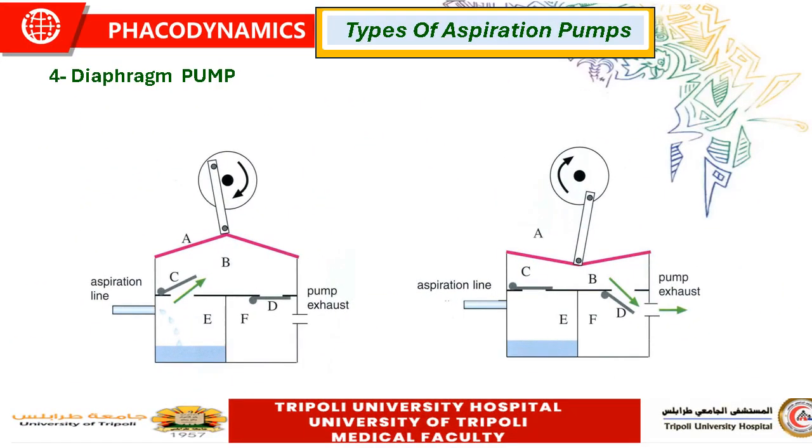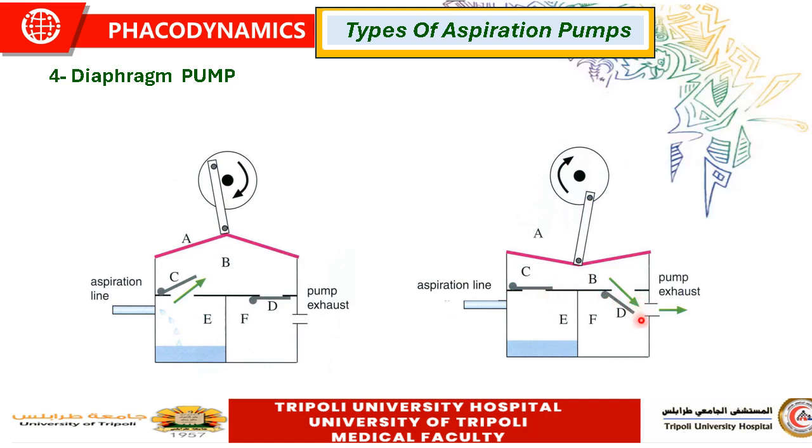Another type of the aspiration pump is what's known as the diaphragm pump. This is based on the principle that there is a flexible diaphragm which is connected by a bar to a wheel. When this wheel moves, it will pull this bar away, so it creates a vacuum here. This valve will be open, and this will create a vacuum that will draw the fluid into this tank. Now, when the same wheel rotates and goes down, this valve will be closed.